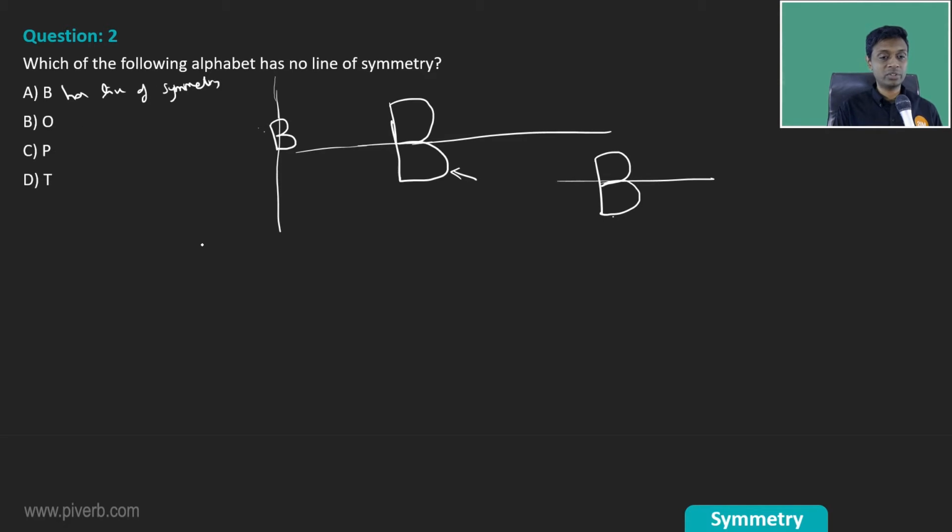O has lots of lines of symmetry. O can be cut any which way.